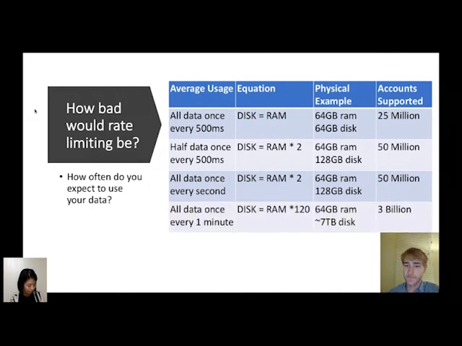The same properties apply. But we really want to scale, right? So how about let's pump those numbers up. If you only access your data once every minute, you could interleave 3 billion accounts. And that would only require a 7 terabyte disk, which you can get. Every node owner would only have to pay like $200 to get one of these drives. They're cheap. Persistent data is cheap. It's the RAM that's the problem. So 120 times the RAM backed on disk.